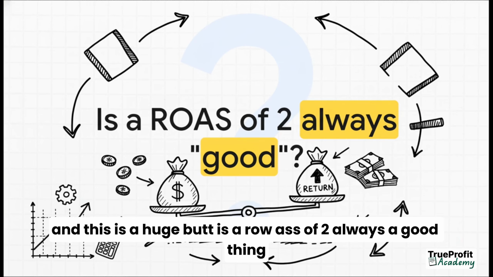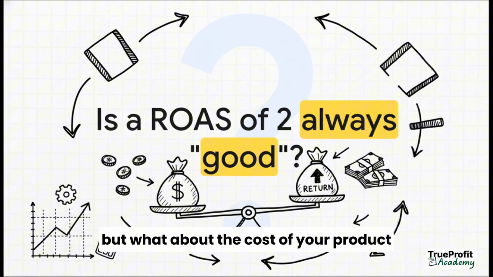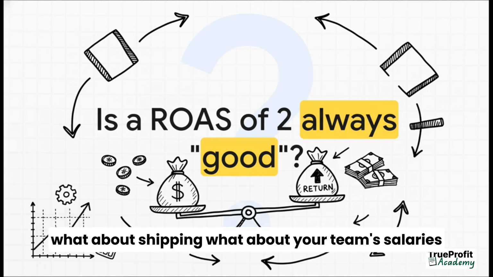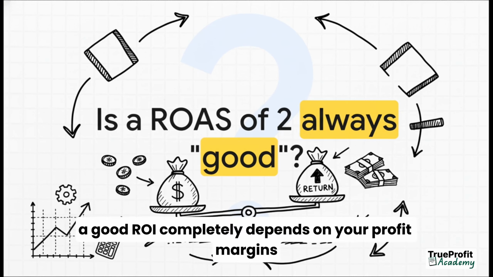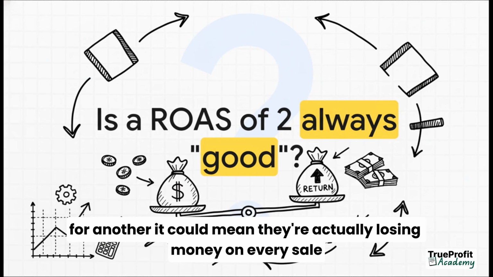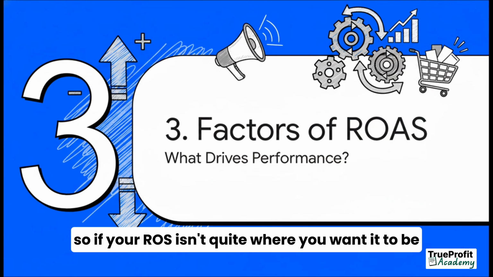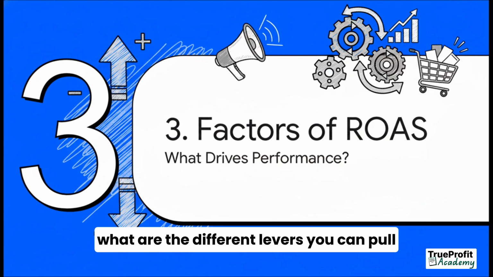Is a ROAS of 2 always a good thing? I mean, it sounds great, right? You're doubling your money. But what about the cost of your product? What about shipping? What about your team's salaries? A good ROAS completely depends on your profit margins. For one business, a 2 is fantastic. For another, it could mean they're actually losing money on every sale. So if your ROAS isn't quite where you want it to be, what are the different levers you can pull?